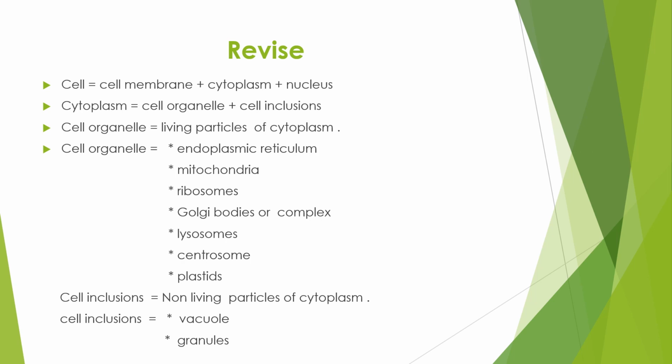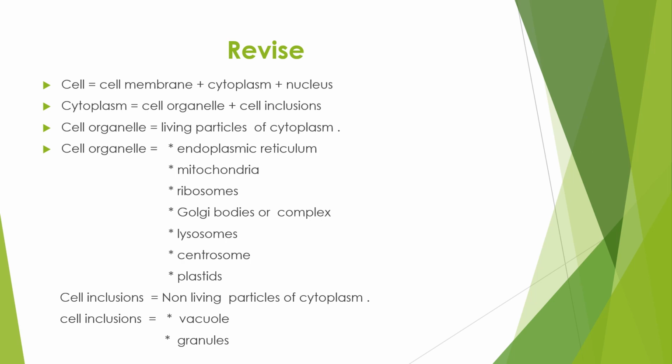Now at this point, this we have not done. Cell cytoplasm has two main things: the cell organelles and the cell inclusions. The matrix of the cytoplasm has two main important parts, the living part and the non-living part. The membrane bound living particles are called cell organelles, and the non-living particles that remain scattered in the matrix of the cytoplasm are called cell inclusions.